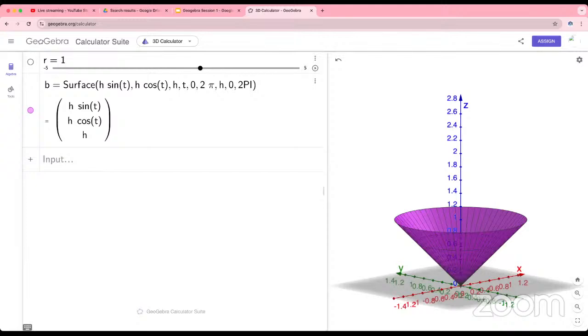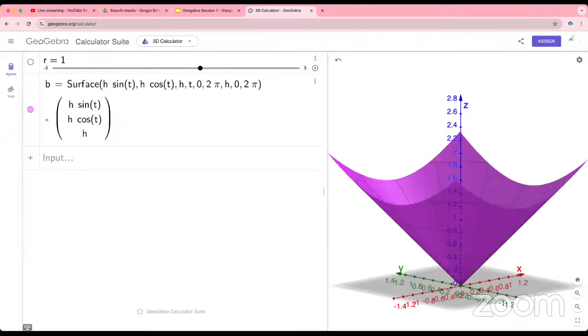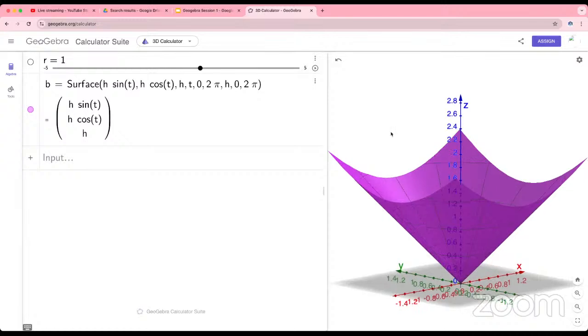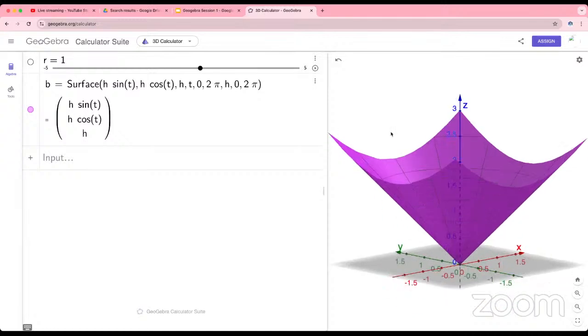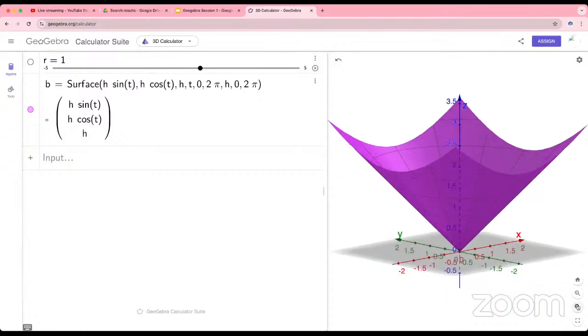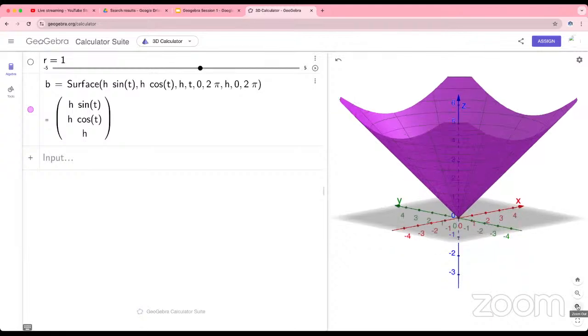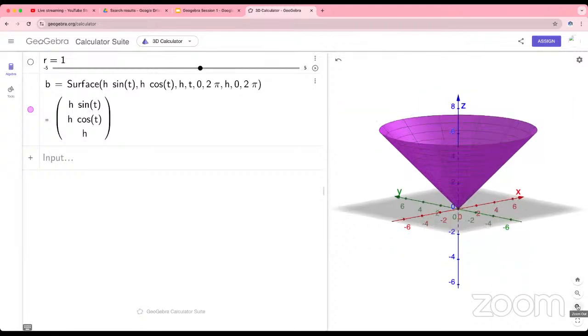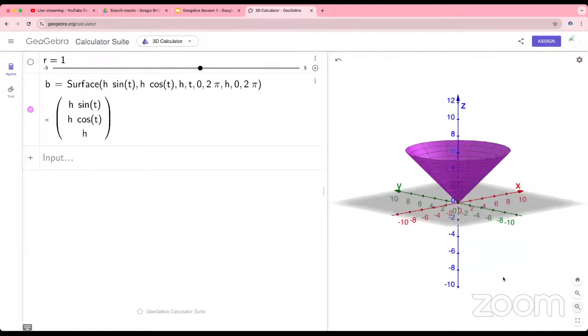If I do so, it will be once again a cone, but now you have changed the height from 0 to 1 to 0 to 2 pi, which means its height is going to increase. Its height has increased. That's it. Height has become 2 pi, approximately, considering pi as approximately 3. So this height would become almost more than 6.